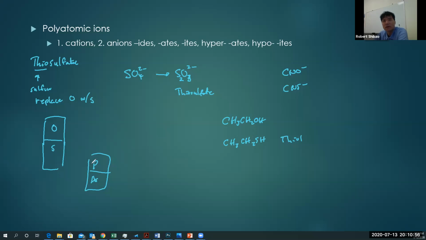Phosphorus and arsenic as well, same family. Okay, so we can derive things based on the ones we already know.